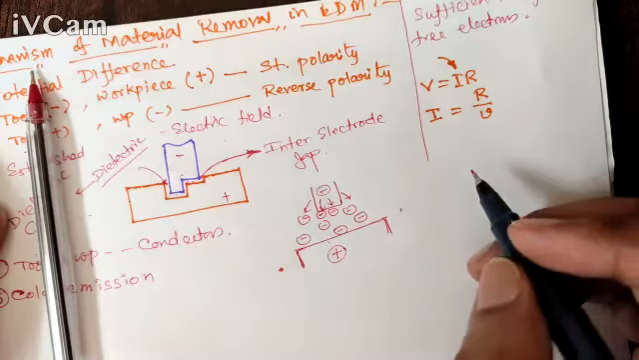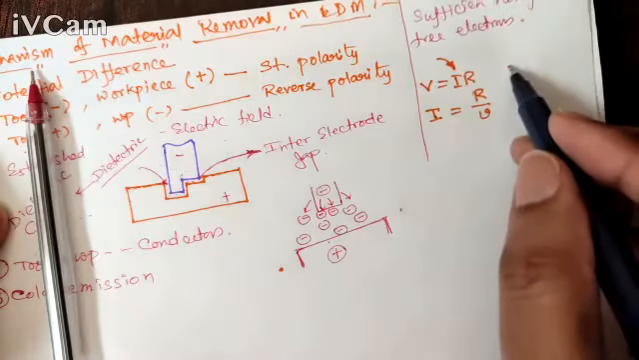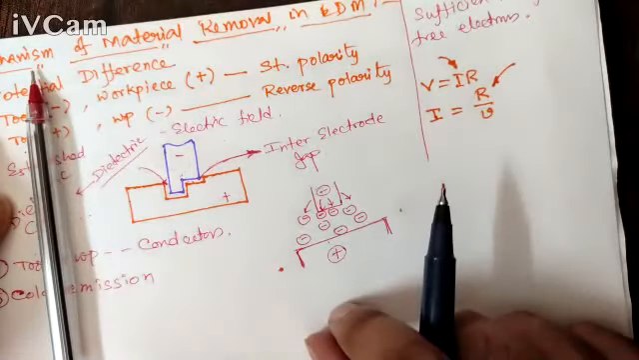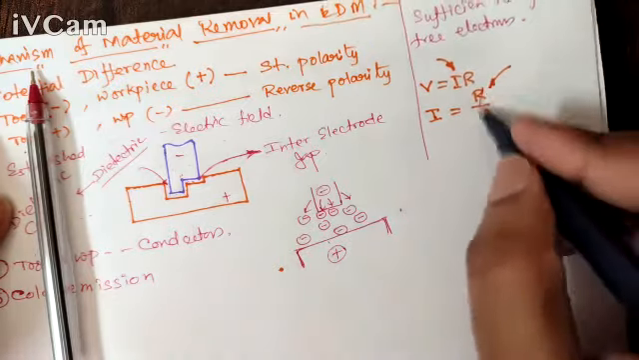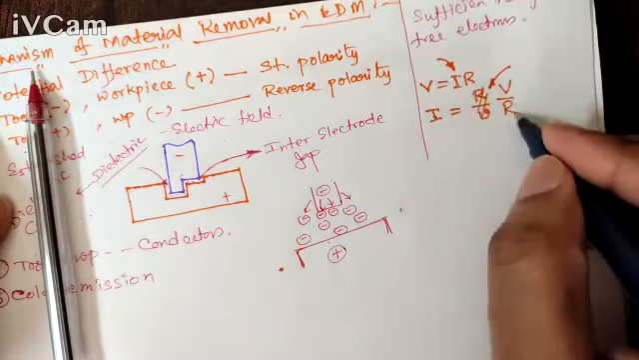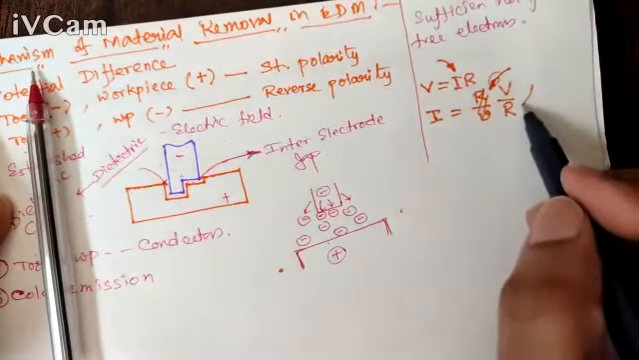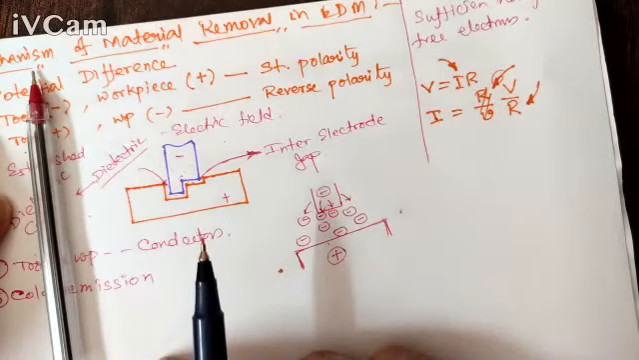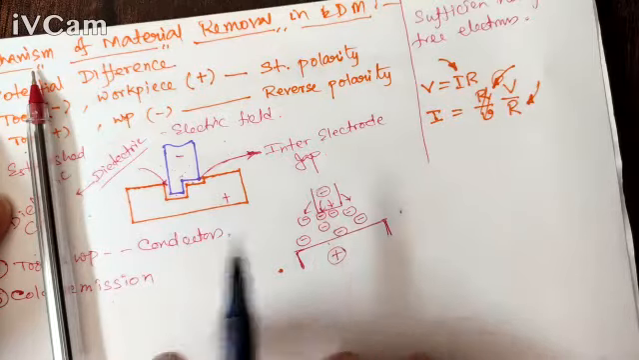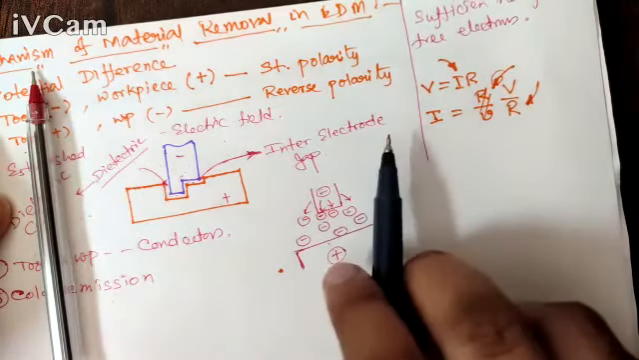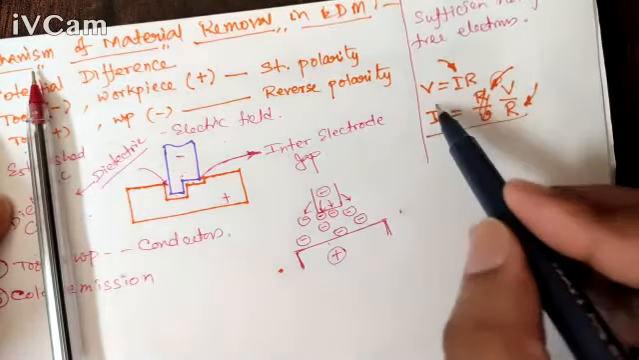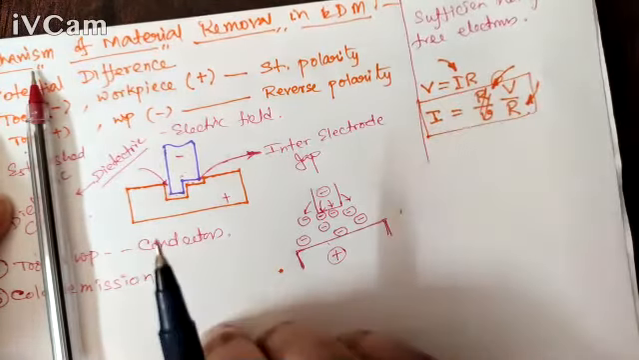So if the R value increases, whether current will increase or not? Sorry, this equals V by R. So if R value increases, I value will increase or decrease? I decreases, sir. R increases means I will decrease. Everyone will say the same thing from this formula.